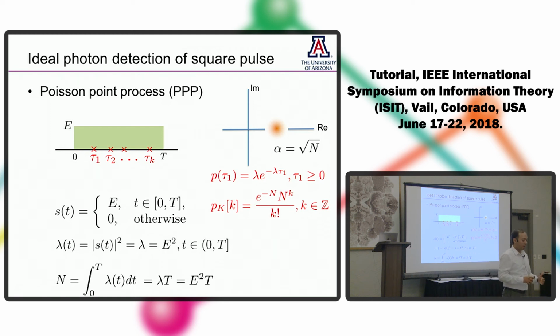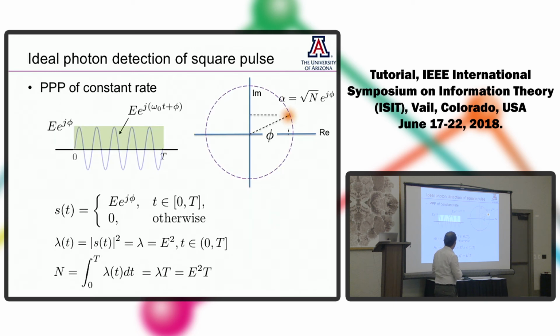Meaning once I get a click, the first click arrives at a time tau 1, which has an exponential distribution with that same rate lambda. But after I have gotten that click, I can completely reset my thinking, and the next click will again arrive at an exponentially distributed time, driven by that same probability distribution. And the total number of clicks I will get will have that Poisson distribution.